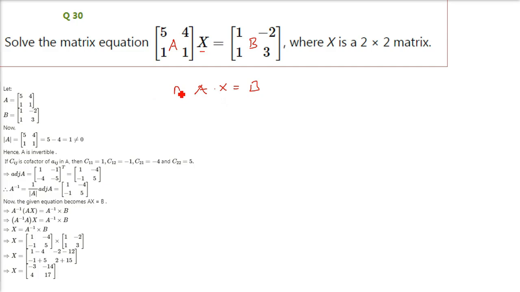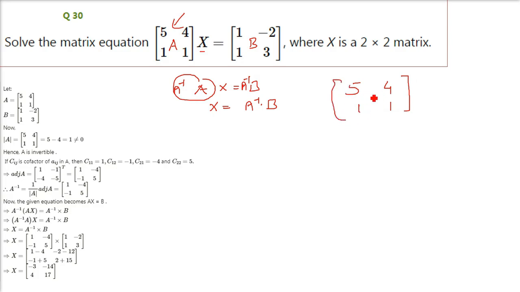Now if you multiply this with A inverse, what do you get? You multiply both sides by A inverse. A inverse multiplied by A is the identity matrix. So identity multiplied by any matrix will be the same matrix, and on the right hand side it will be A inverse B. So you have to compute the inverse of the first matrix A and then multiply it with B.